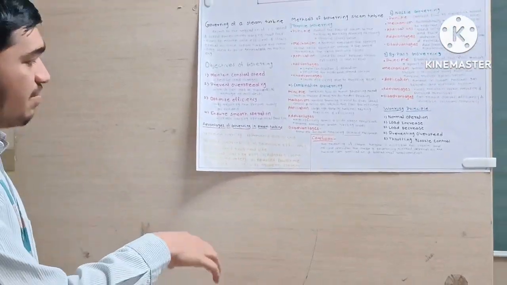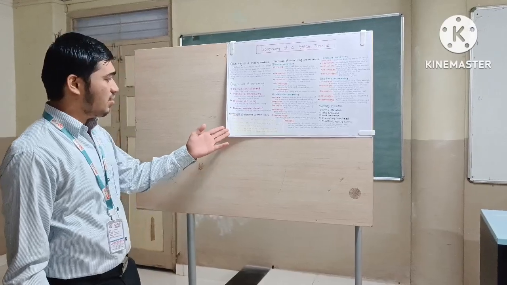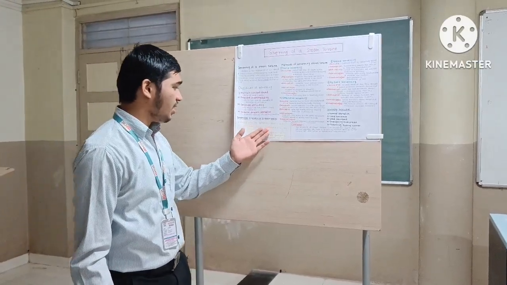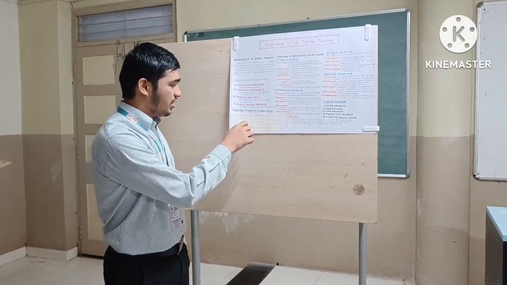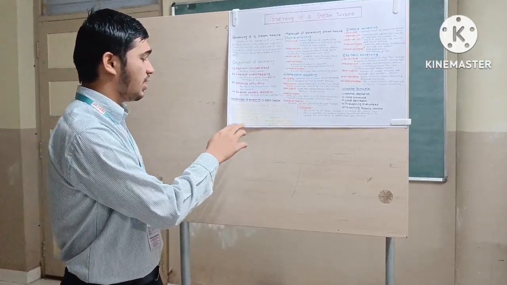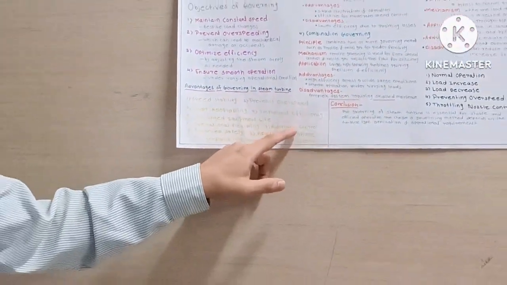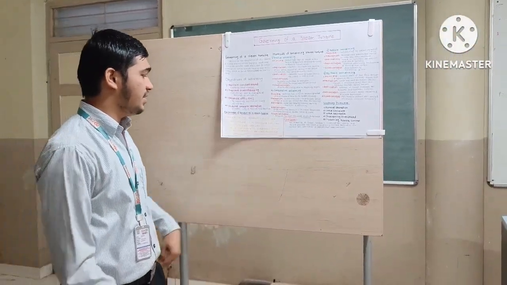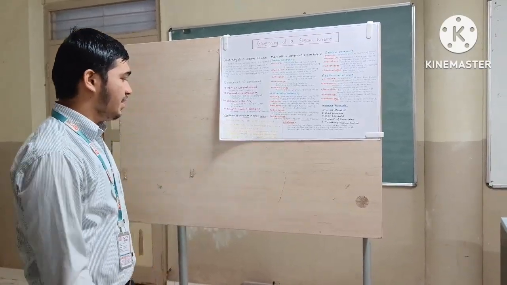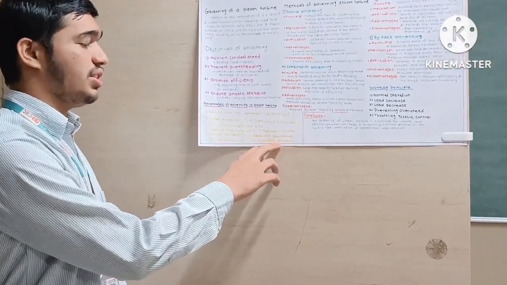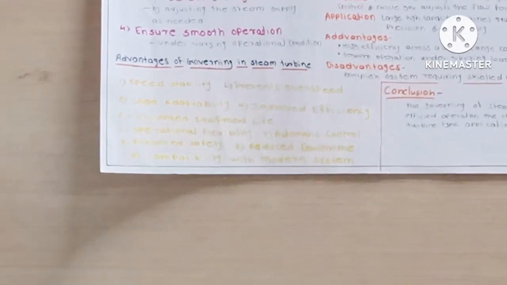The advantages are speed stability of the steam turbine, prevention of overspeed, load adaptability and improved efficiency, prolonged equipment life, operational feasibility, automatic control, enhanced safety, reduced downtime, and compatibility with modern systems. This is the advantage of the governing in the steam turbine.